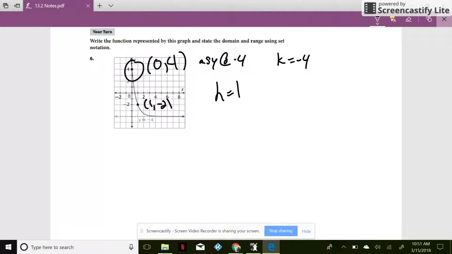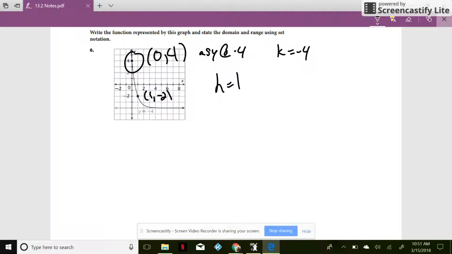We'll use that second. We need to finish with that first reference point to find our value of a. So our a plus k will be -2. Well, our k value is -4. So adding 4, our a value is 2.